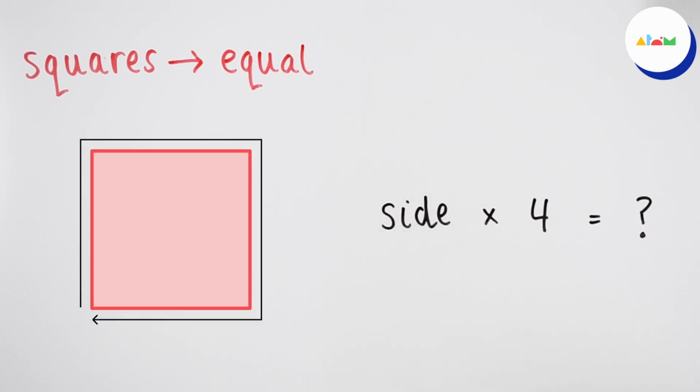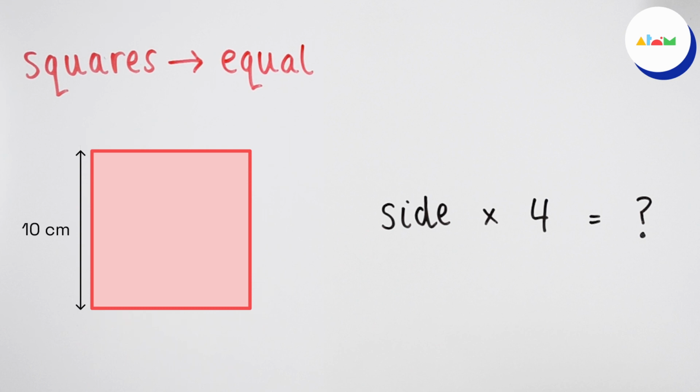If we know that the length of one side of this square is 10 centimetres, then we know that to work out the perimeter, we just need to calculate 10 times 4. So the perimeter of our square is 40 centimetres.